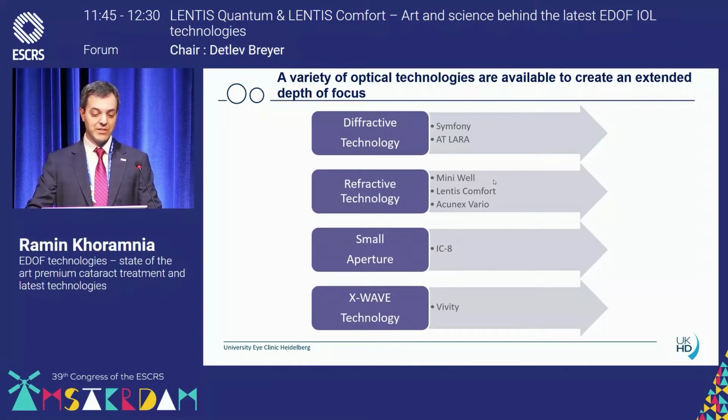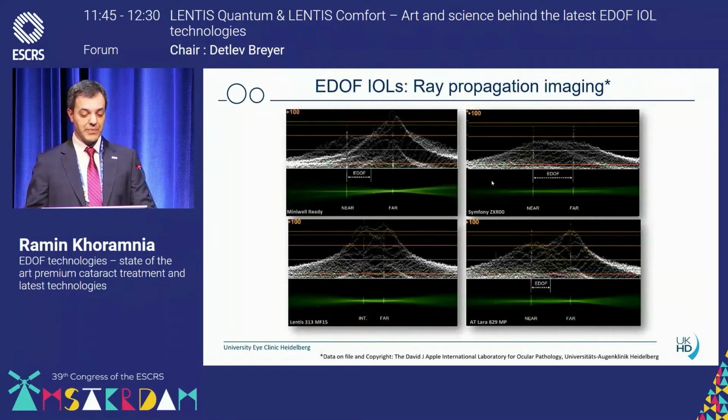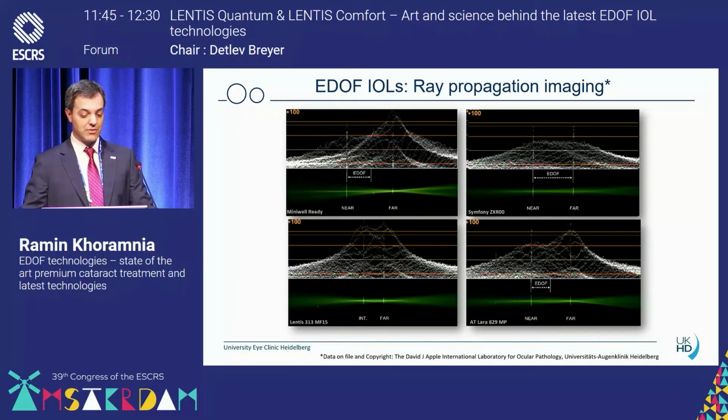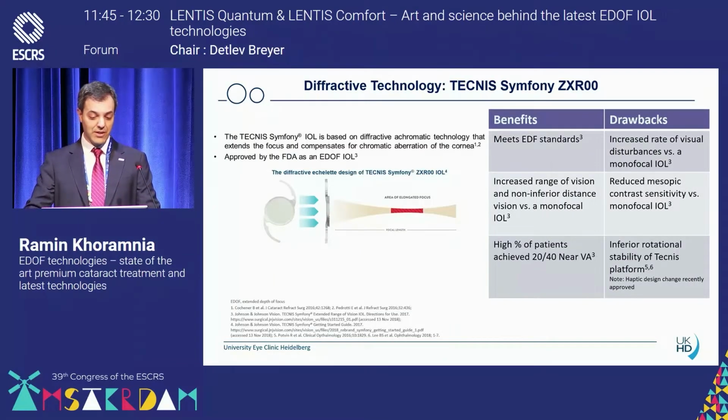These days, we have a variety of optical technologies that are available to create an extended depth of focus. We can achieve EDOF technology by diffractive technology, refractive technology, X-wave technology, and also the small aperture principle. We have looked at various EDOF intraocular lenses in the laboratory, and we have used an assessment using ray propagation imaging. And you can very nicely see that despite the different optical principle that these lenses are using, an elongated focus can be created with EDOF intraocular lenses. So let's now have a look at all the various technologies that are available in the field of EDOF.